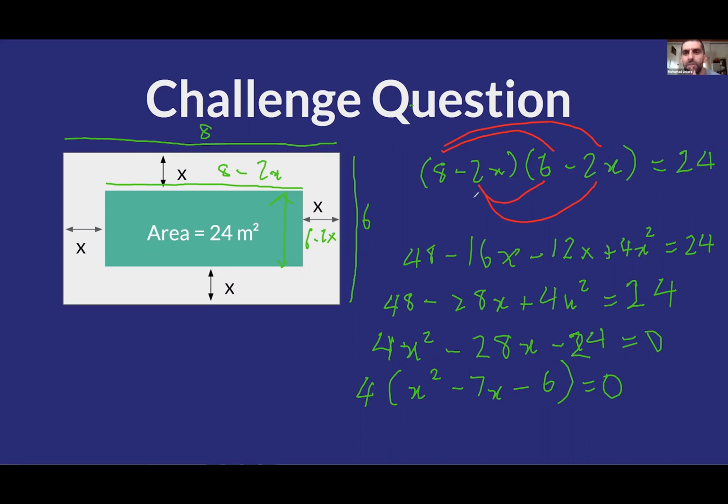Where did I make a mistake? Minus 12x minus 16x, that gives us minus 28x minus 7x minus 6. 8 minus 2x, 48. Oh, goodness. No, minus 16x minus 2x minus 12x. That's right. Which is minus 28. It's plus 24, not minus 24.